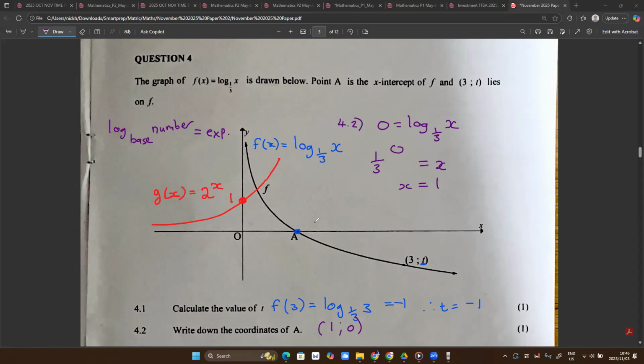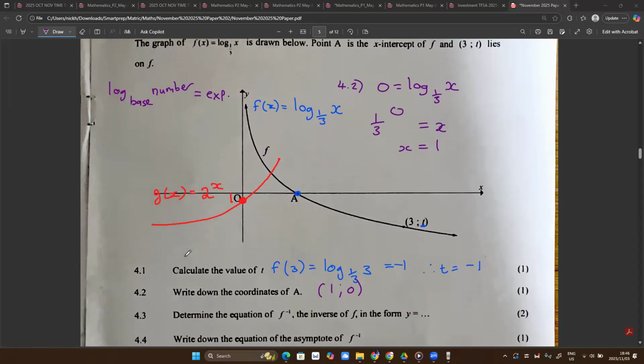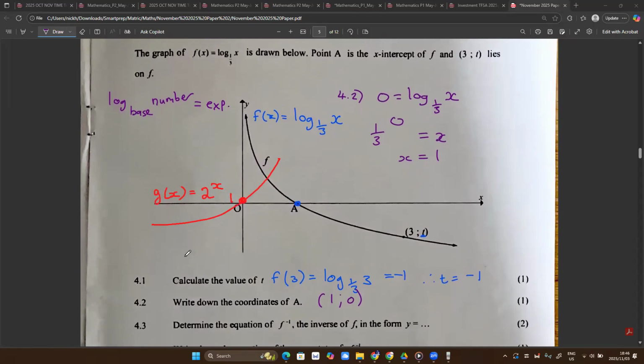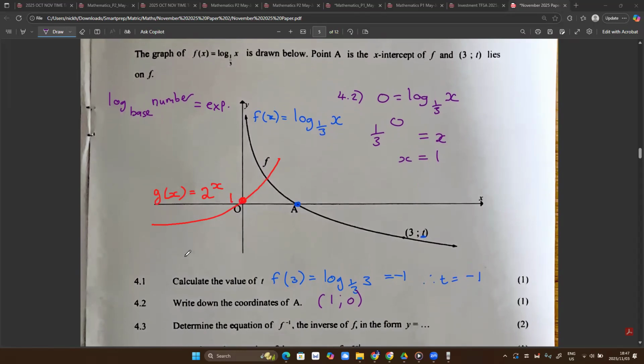So if the log graph is the inverse, then it makes sense that the x-intercept would be the same as the y-intercept. That is because an inverse graph is where you swap x and y. So the take-home message there is that the log graph is the inverse of an exponential graph. And as I've said that, we suddenly get determine the equation of f inverse, the inverse of f. When I said what is the inverse, that's when you swap x and y.